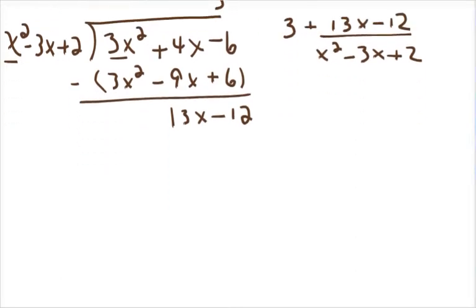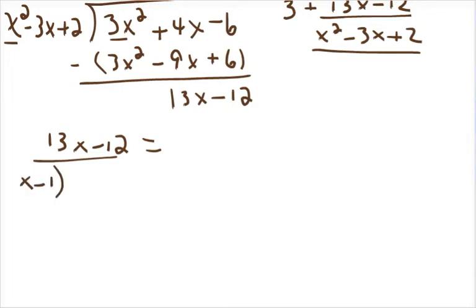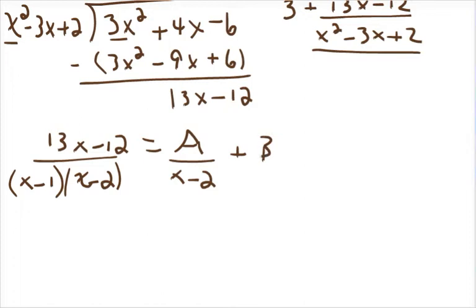So the partial fraction decomposition becomes 13x minus 12 all over x squared minus 3x plus 2. Actually, I'm going to go ahead and factor that right in line. This factors into x minus 1 and x minus 2. The decomposition is A over x minus 2 plus B over x minus 1.